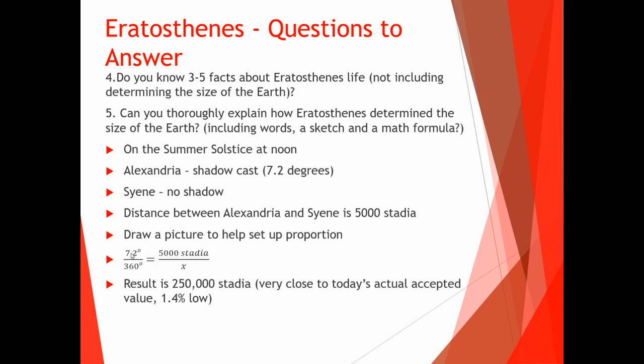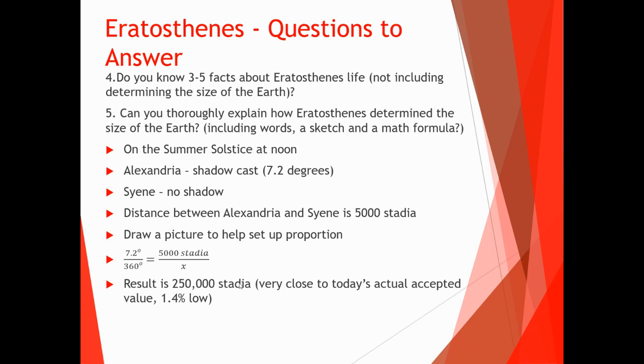So the proportion that you set up is the angle in Alexandria compared to the total number of degrees in a circle. So you get 7.2 degrees over 360 degrees. That proportion is going to be equal to the distance between the two cities over the total distance around the entire Earth. So you've got 5,000 stadia over x. If you solve for x, you're going to find that this ends up being 250,000 stadia, which is very close to today's actual accepted value.